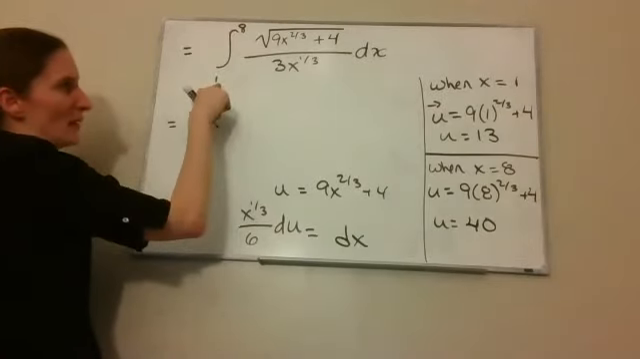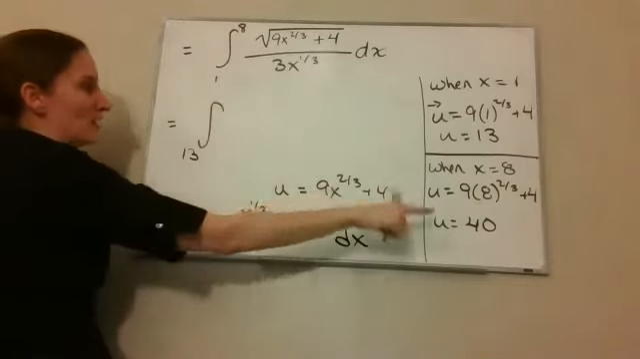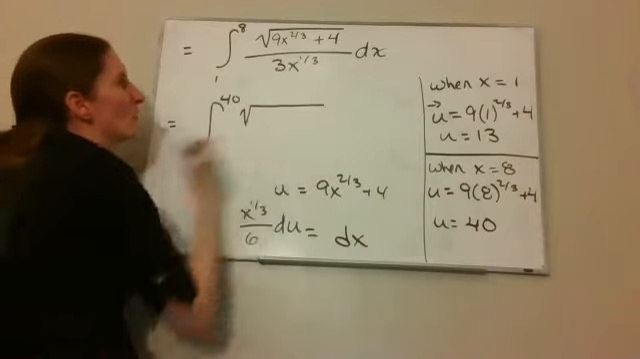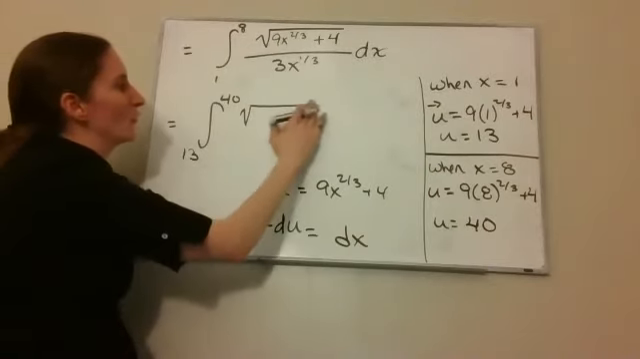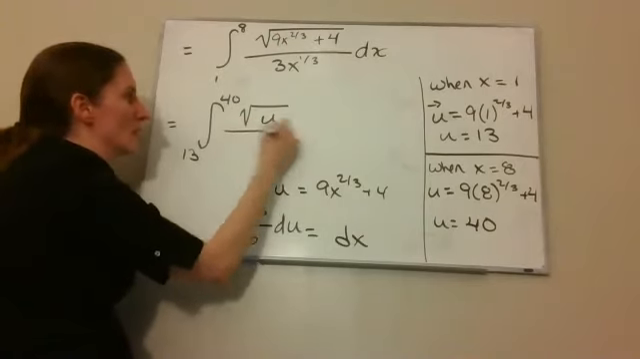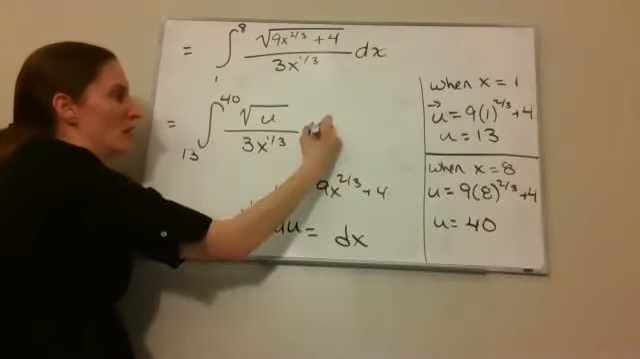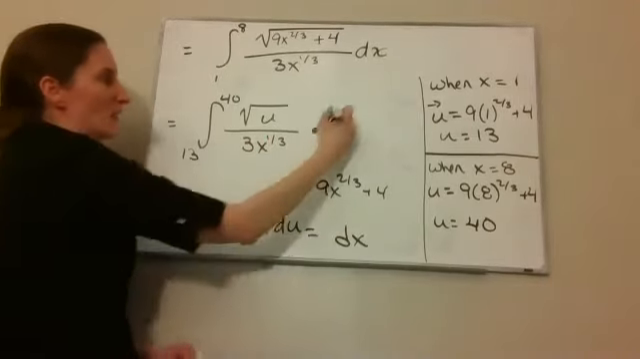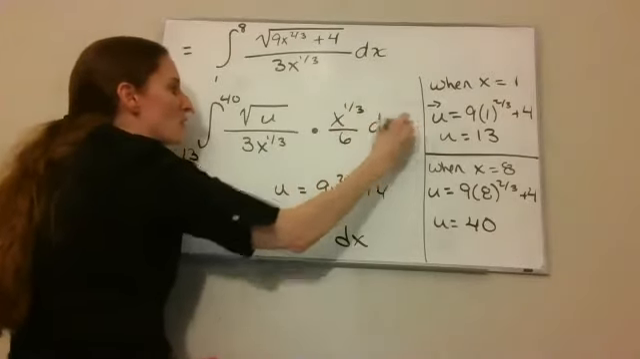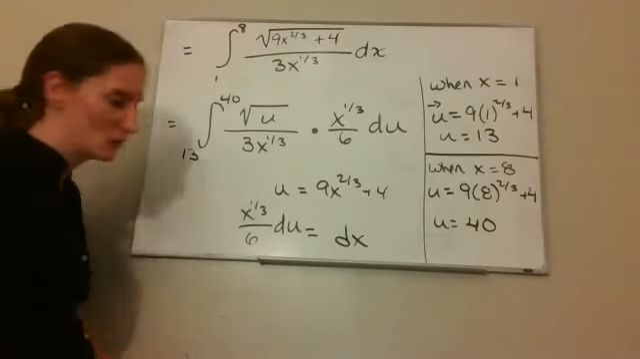I'm replacing my bound of 1 with 13. My bound of 8 is now 40. I had a square root of 9x to the 2/3 plus 4, which is now a square root of u. In the denominator, I had 3x to the 1/3. My dx is x to the 1/3 over 6 du, and you can see my x to the 1/3 are going to cancel out.